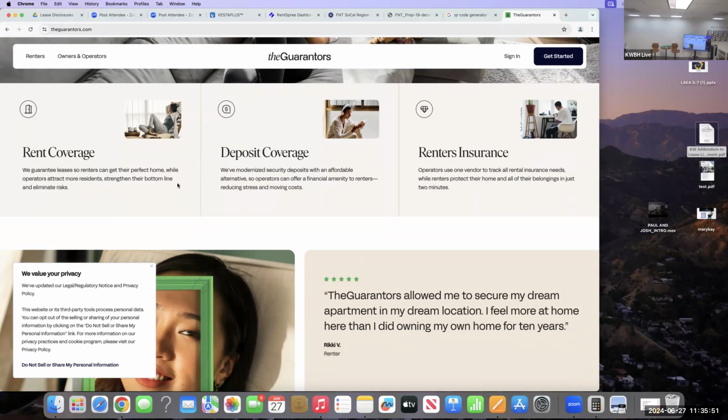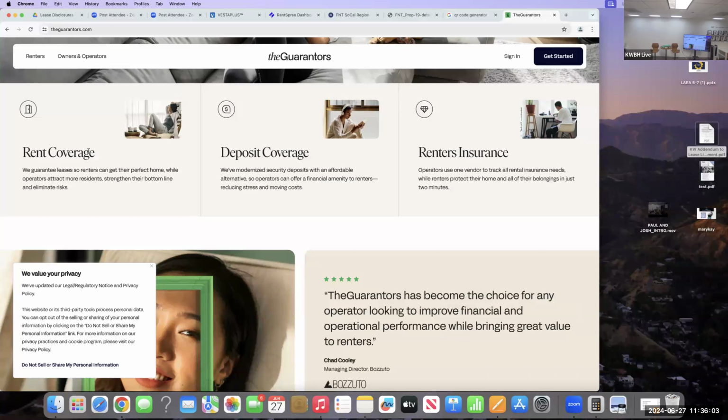Okay, so renter, there are people that will guarantee leases. There's companies that will do this. So if you have someone that doesn't have good credit or something, there are companies that will guarantee their lease. And if they don't pay, the company will pay. The tenant's gonna pay for this, not you, because the tenant can't get accepted anymore.